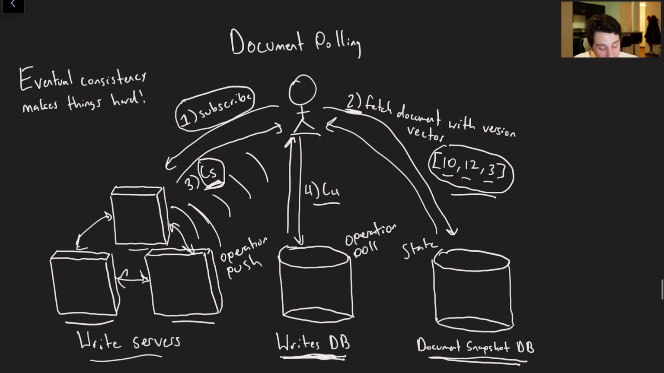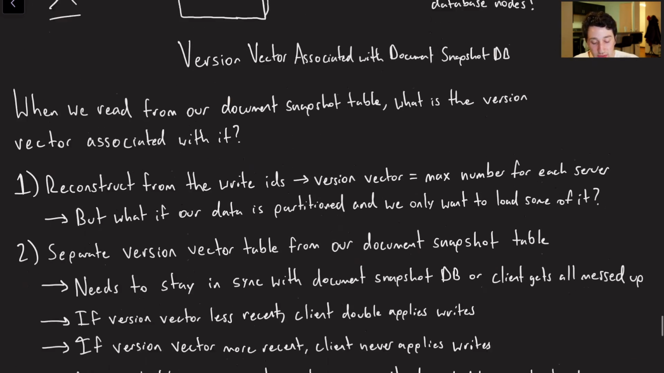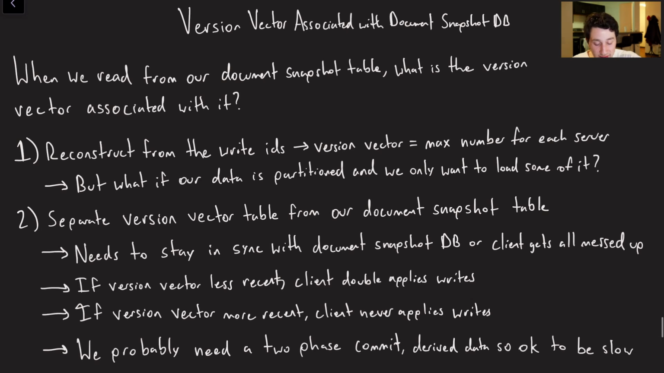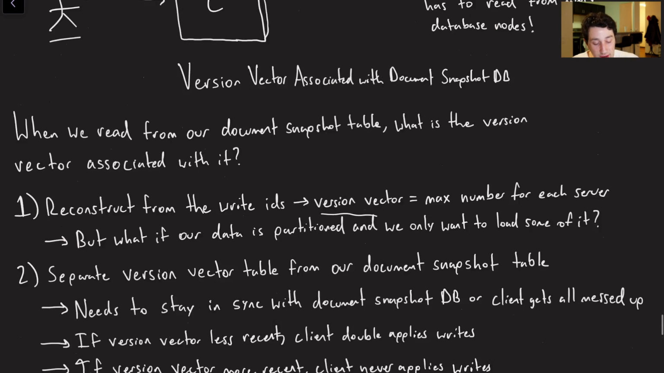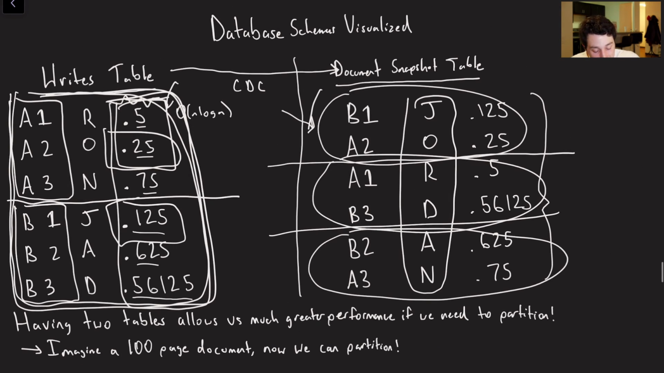Cool. So the last question is going to be, we have this document snapshot database down here, and the question now becomes, where is this version vector coming from, right? We need to actually be able to store this with the data. Well, there's a couple things that we can do. For starters, we can basically reconstruct the version vector from our write IDs. How would we do that?